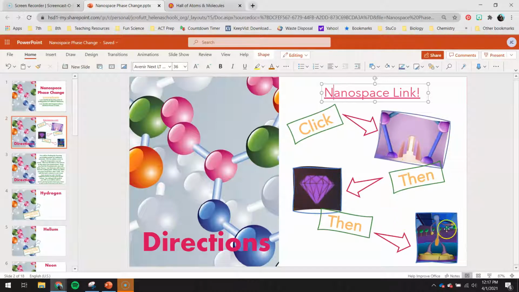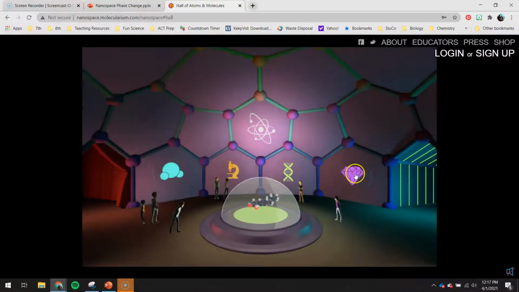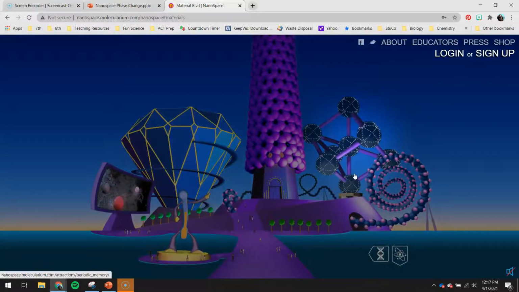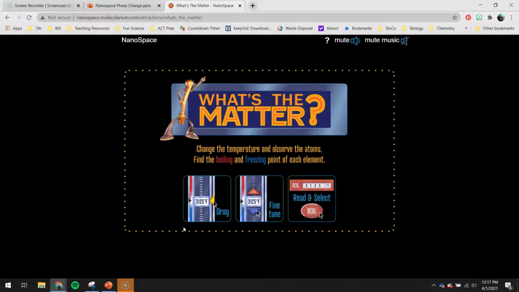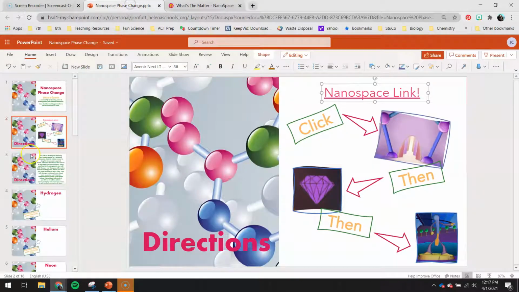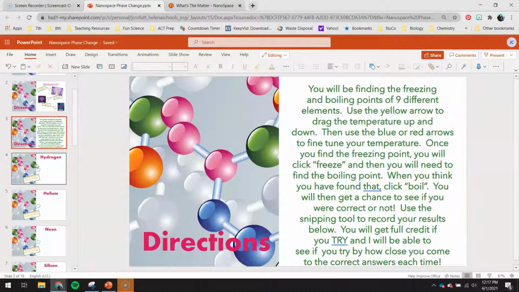We're going to click on the diamond first and then this little thermometer. So here's our diamond, and then we have this little thermometer guy right here. I'm going to go ahead and click on him where he's highlighted, and it's going to take you into the activity for the day. So your next page of directions looks like this. It says, you will be finding the freezing and boiling points of 9 different elements.